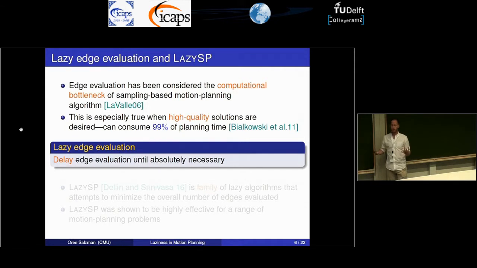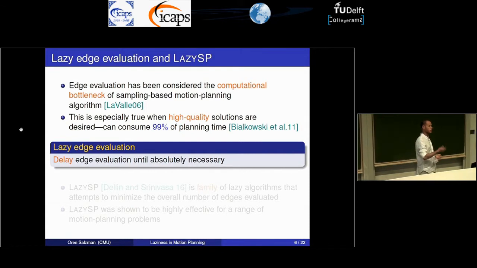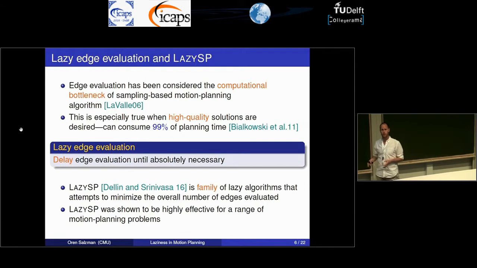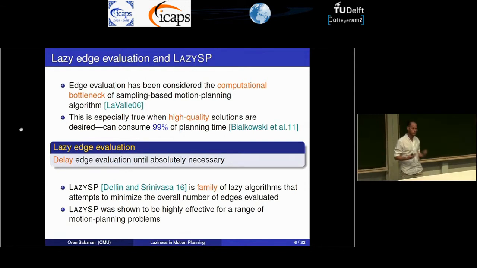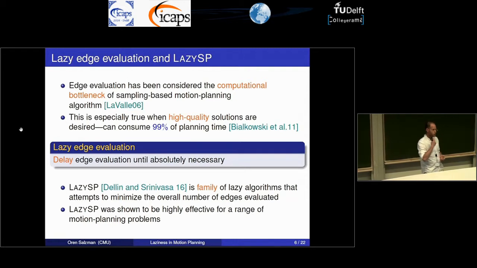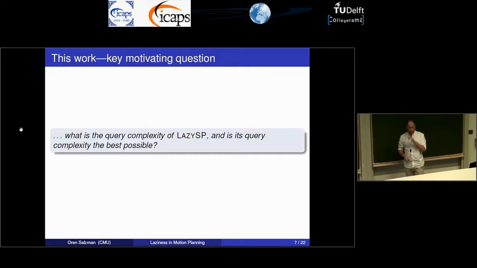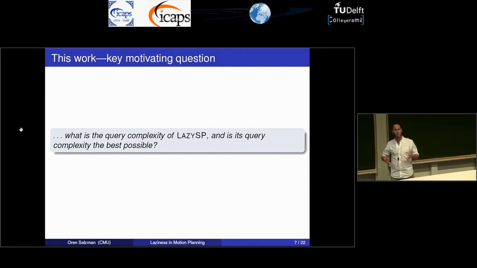A common way to treat this computational bottleneck is using what's called lazy edge evaluation. The idea is to delay testing if an edge is collision-free or not until absolutely necessary. One of these algorithms, LazySP, was presented here at ICAPS 2 years ago. It's a family of lazy algorithms. And the authors, Dellin and Srinivasa, empirically showed that this algorithm works really well on a wide variety of real-world robotic applications. So the question we came to ask in this work is, can we give some theoretical analysis that explains why these empirical results are so good?